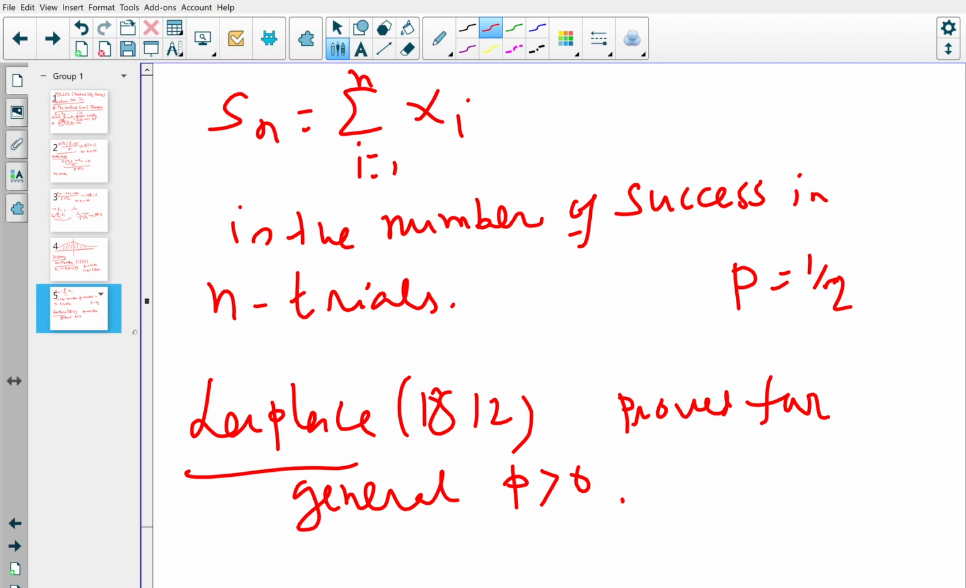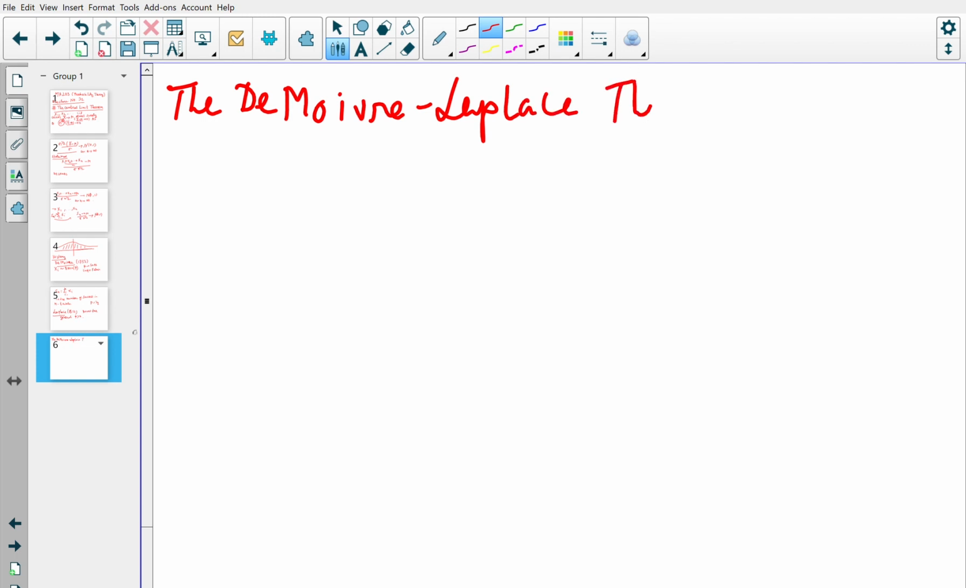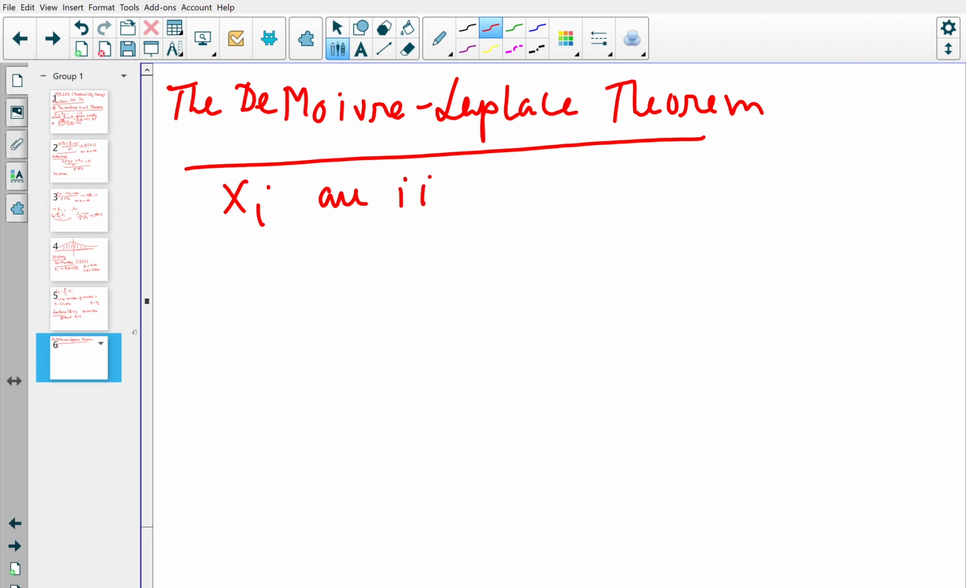Okay, and what was their theorem? Their theorem is nowadays we call the DeMoivre-Laplace theorem. So what is this theorem? So you have these Xi IIDs, and then Sn is the sum over xi, i is 1 to n, kind of number of successes.